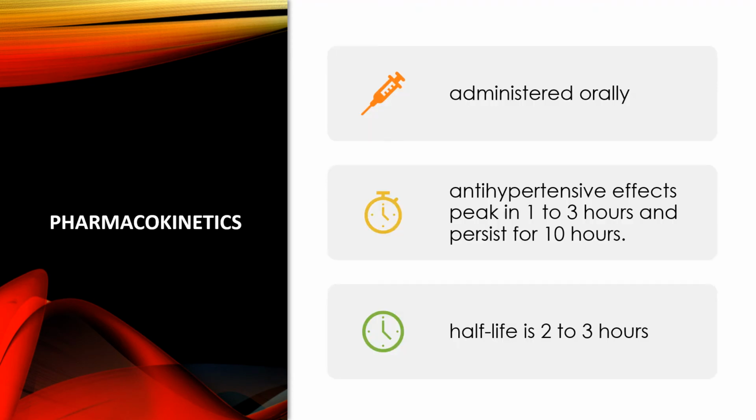For the pharmacokinetics of prazosin, it is administered orally. Antihypertensive effects peak in 1 to 3 hours and persist for 10 hours. The drug undergoes extensive hepatic metabolism followed by excretion in the bile. Only 10% is eliminated in the urine and the half-life is 2 to 3 hours.